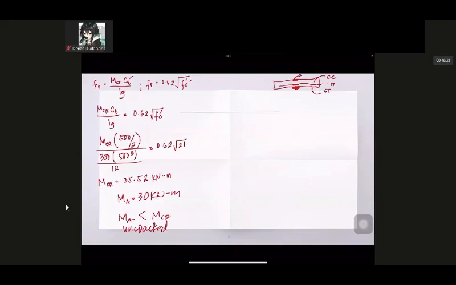That is X, the distance from the top fiber up to the neutral axis. Neutral axis, sir. If this is your beam, and let's assume that ito yung A, pero hindi natin alam kung saan yung A. So this is your X. This distance is the effective depth.